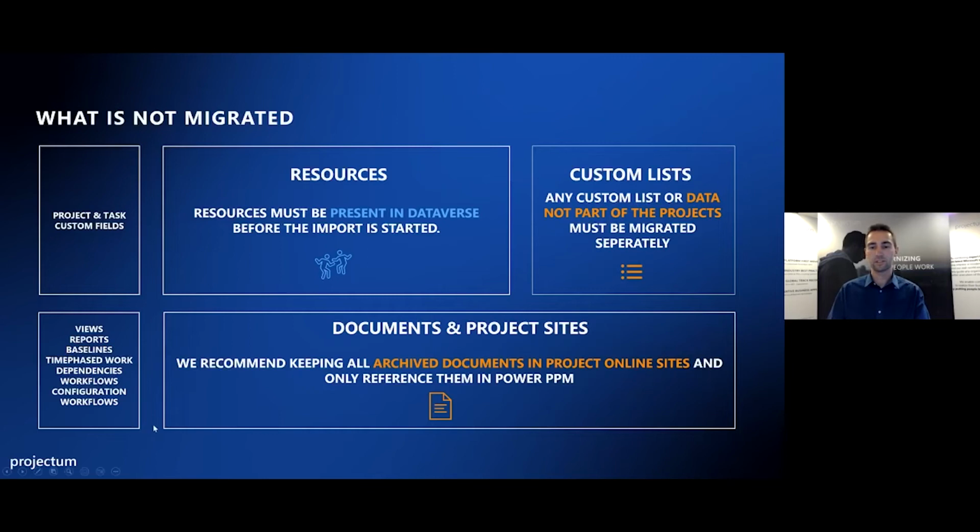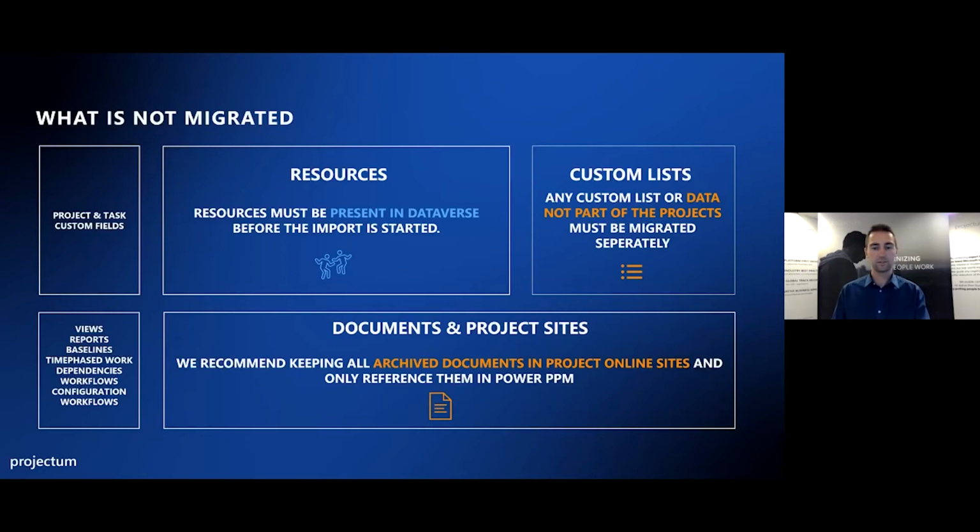And then, of course, custom lists. It's very common in Project Online that you create custom lists both on the project side, but also on the root Project Online PWA side. And these custom lists, of course, have to be mapped out individually into entities in Power PPM and migrated. Of course, migrating them is not the difficult part, but mapping them out can be a challenge, especially if you have many lists out on different project sites that don't have the same structure.